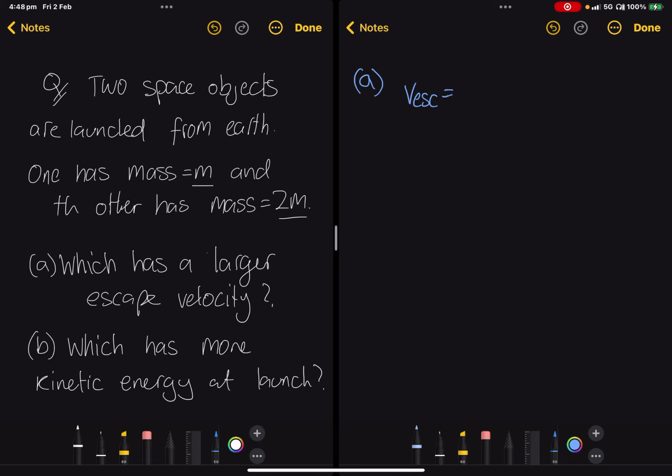So the escape velocity is equal to the square root of 2 times the gravitational constant multiplied by the large object's mass, divided by the distance. Now you'll notice this function is not a function of the mass of the objects being launched. So this is only a function of the distance and the mass of the main object, so in this case the mass of the Earth.